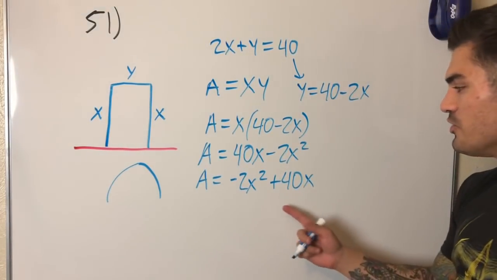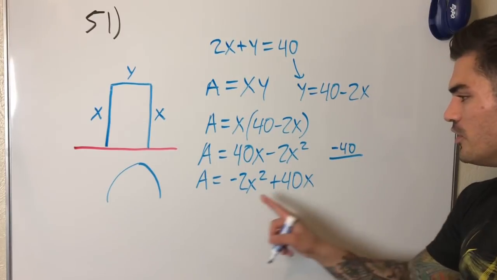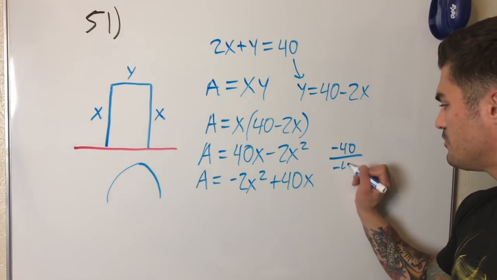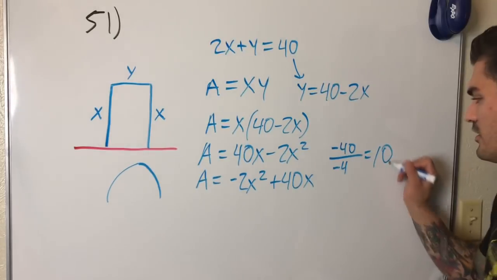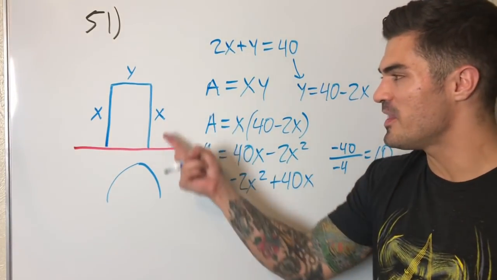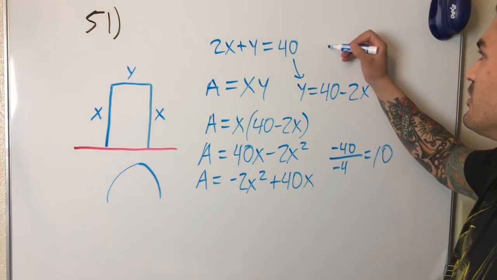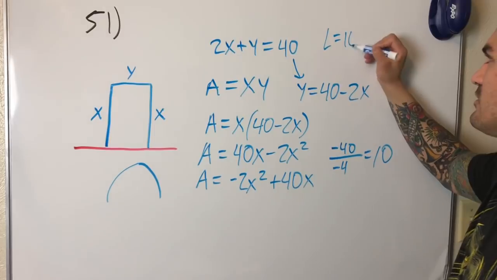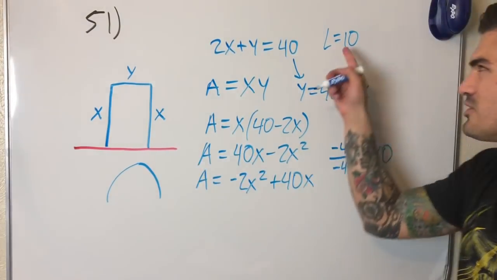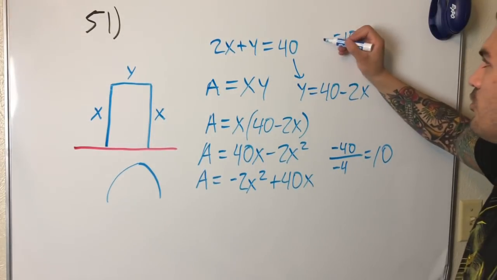So this negative b over 2a, that's negative 40 over 2 times negative 2, that's negative 40 over negative 4, that equals 10. That's our maximum x, right? That's the x, that's the length that gives us a maximum area. So I have a length of, I'll put L equals 10, right? This x equals 10. You can call it x too, it doesn't really matter. Let's call it x since we've been calling it x the whole problem.